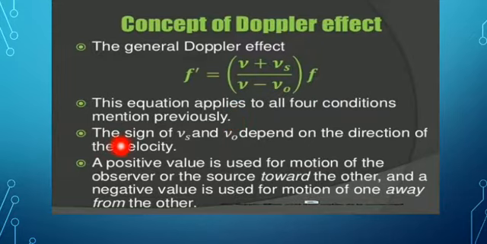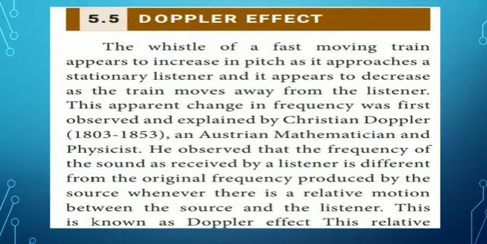Now see this, the sign of vs and v naught depends on the direction of velocity. Okay, right? A positive value is used for motion of the observer or the source towards the other, and a negative value is used for motion of one away from the other. Okay, students, so there are four conditions in the Doppler effect. Okay, I'll tell you later clearly.